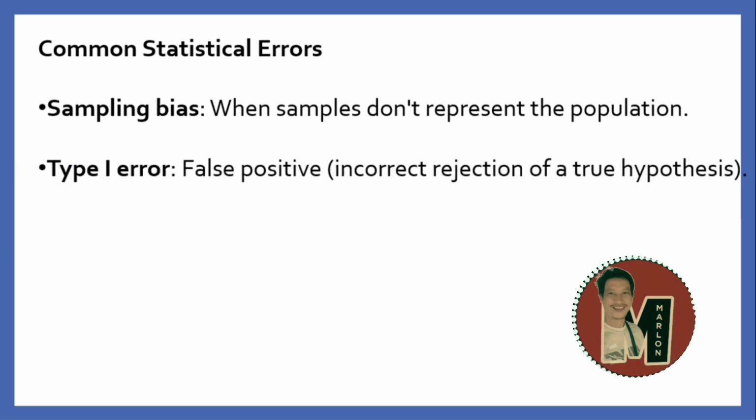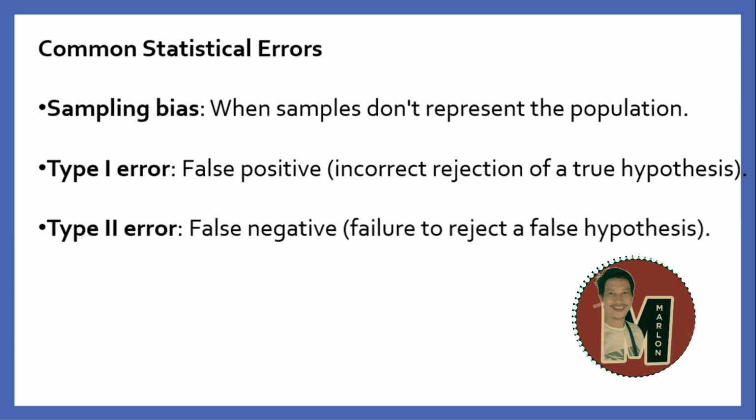Type 1 error: false positive, incorrect rejection of a true hypothesis. A type 1 error happens when a true hypothesis is incorrectly rejected. For example, concluding that a new drug is effective when it is actually not.